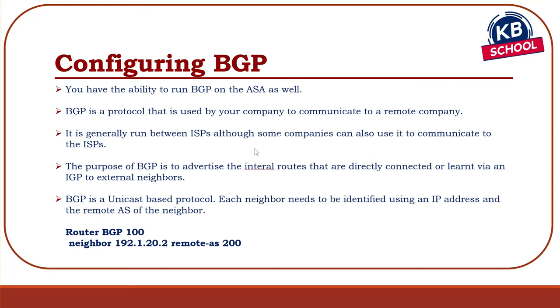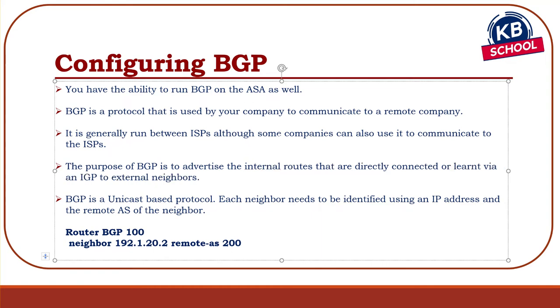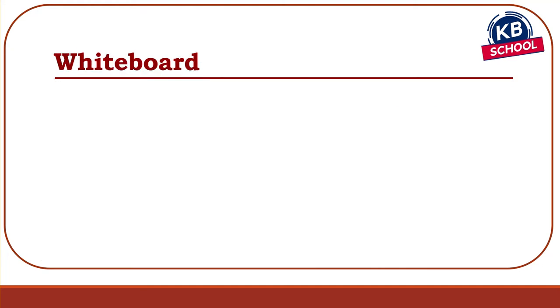It is generally between the ISPs, although some companies can use it to communicate to the ISPs. That's a multi-homed environment that I talked about. The purpose of BGP is to advertise the internal routes that are directly connected or learned via an IGP to the external neighbors. What that basically means is BGP is not just used for advertising directly connected interfaces.